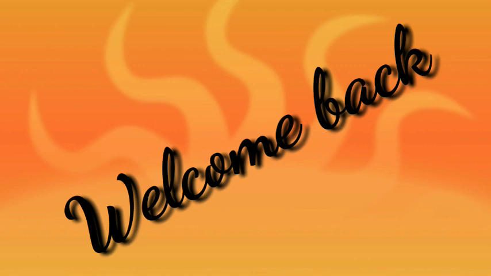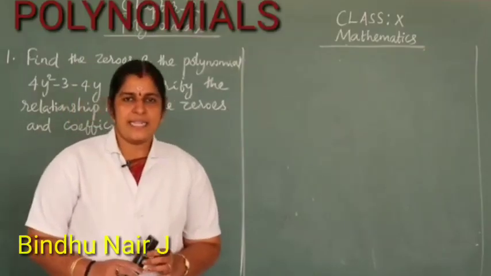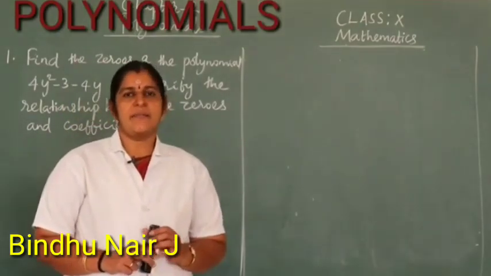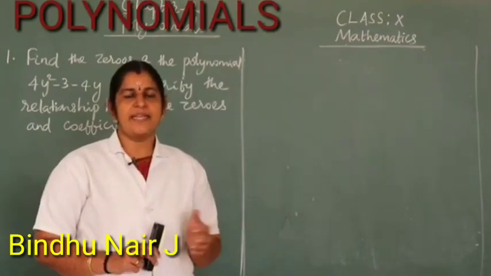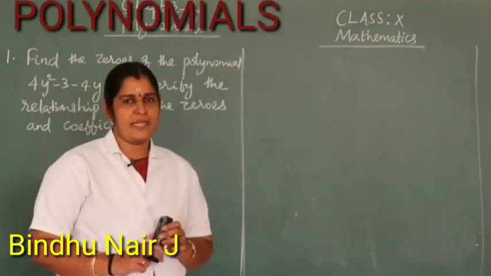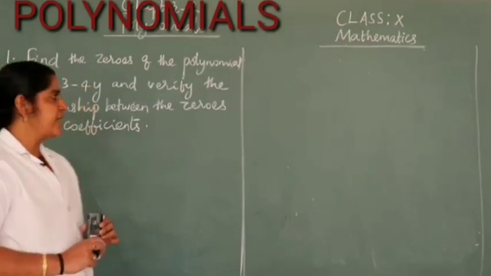Hope all of you understood the concept of the first video class and the relation between coefficients and zeros of a polynomial. Yes, now we are going to see some examples on the relation between coefficients and the zeros. Okay, come to the first question.